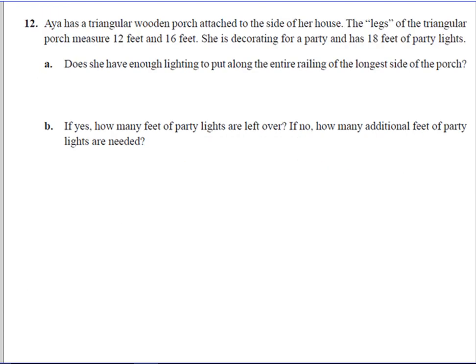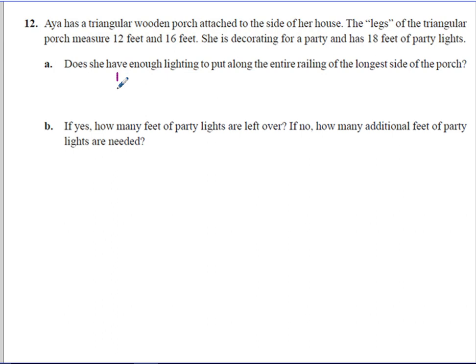Our other story problem we have for an example says Aya has a triangular wooden porch attached to the side of her house. The legs of the triangular porch measure 12 and 16 feet. She is decorating for a party and has 18 feet of party lights. Does she have enough to put along the entire railing of the longest side of the porch? The longest side is going to be our hypotenuse, and so we need to do our a squared plus b squared equals c squared.